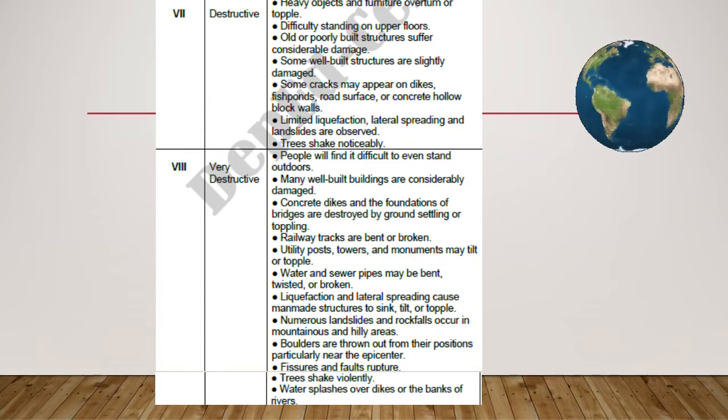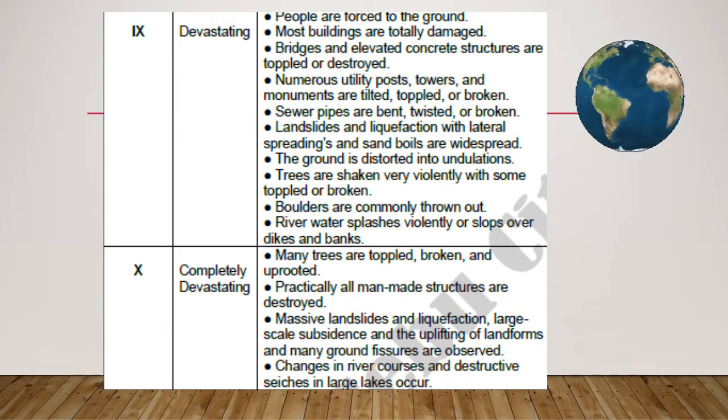Intensity 8, on the other hand, is a very, very destructive earthquake. As you can see there in the list, people might even find it difficult to stand outdoors. And then concrete dikes and foundations of the bridges are destroyed. And then water splashes over the banks of the rivers. That's intensity 8. The last two intensity levels are intensity 9 and intensity 10.